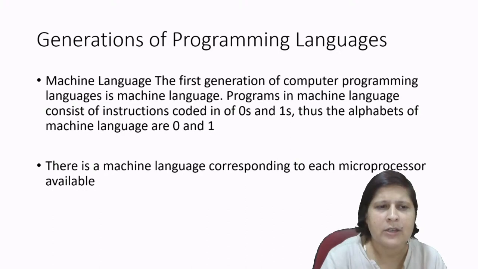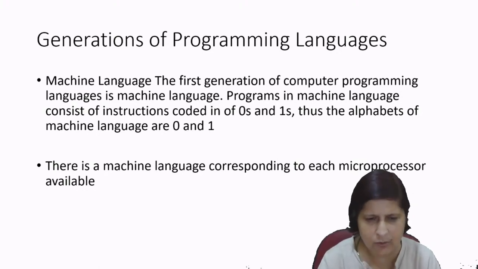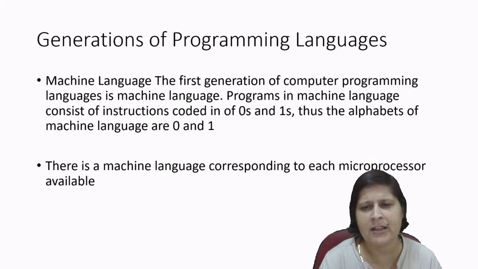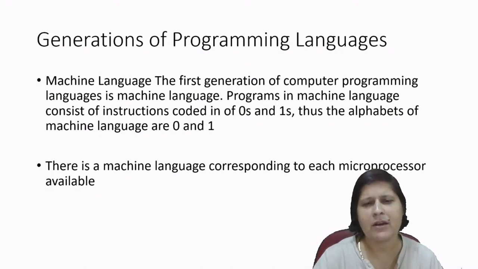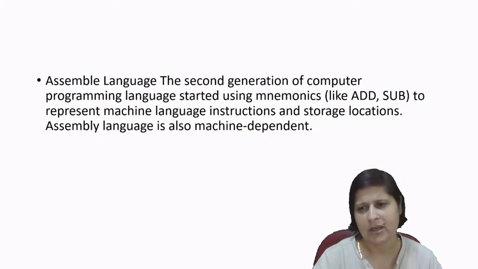What does it mean? The first generation of computer programming language is machine language, that is 0101 code, because the computer understands only the sequence of 0 and 1. There was a corresponding language for each microprocessor available, right? And this language of 0 and 1 is known as machine language, right?